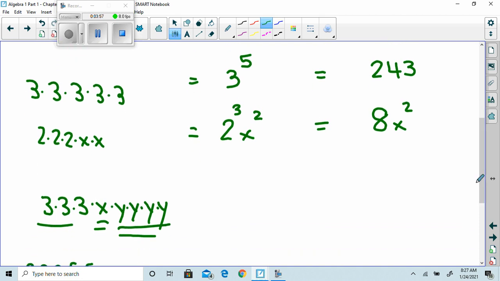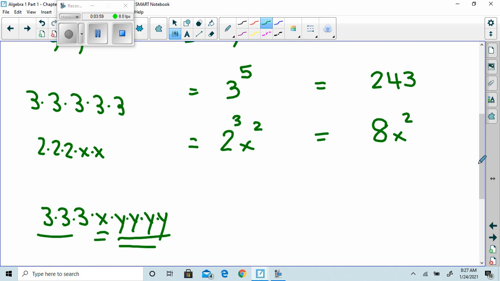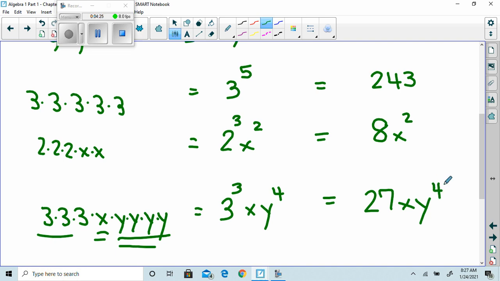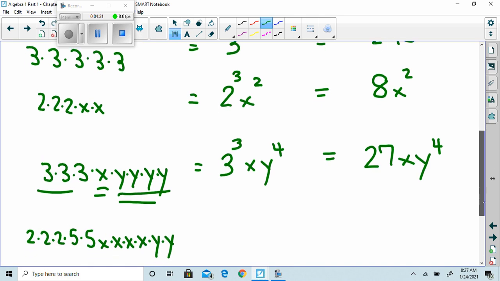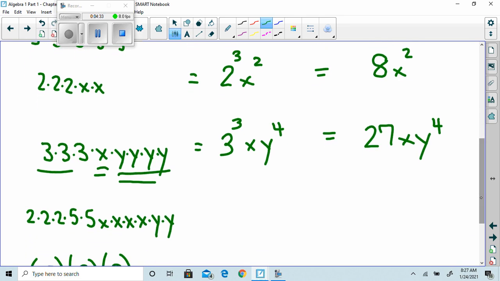Here I have one more that has variables, and this time I have 3 separate bases. I have 3 to the third power. I have just one x. I don't need to write the first power. And then I have 1, 2, 3, 4 y's. Y to the fourth power. If I simplify that, I could only multiply out the numerical base. 3 times 3 is 9. 9 times 3, 27. x, y to the fourth. So you see that we can expand what we know about exponents to something a little more involved.